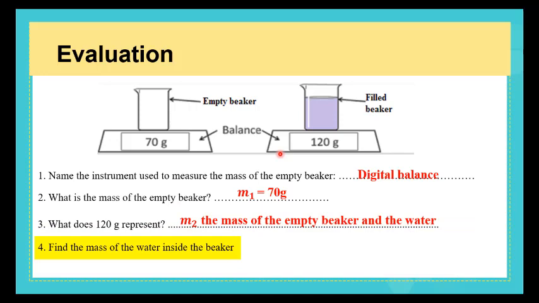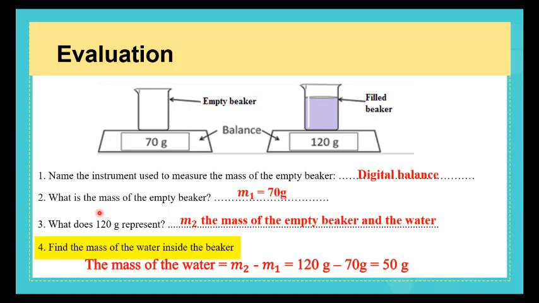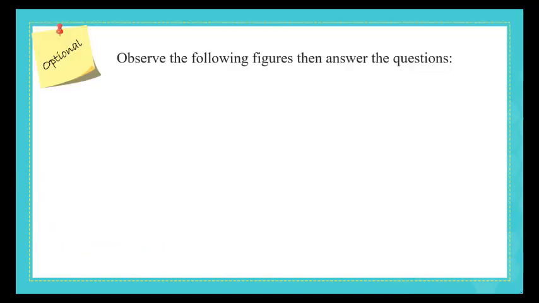Number 4. Find the mass of the water inside the beaker. As we said before, it's the difference between the mass of the empty beaker only and the mass of the empty beaker with the water. And from number 2, we get the mass of the empty beaker, that is 70 grams. And from number 3, we get the mass of the empty beaker and the water. Then the mass of the water only is equal to M2 minus M1, 120 grams minus 70 grams to get 50 grams. It's optional for you to solve these questions.